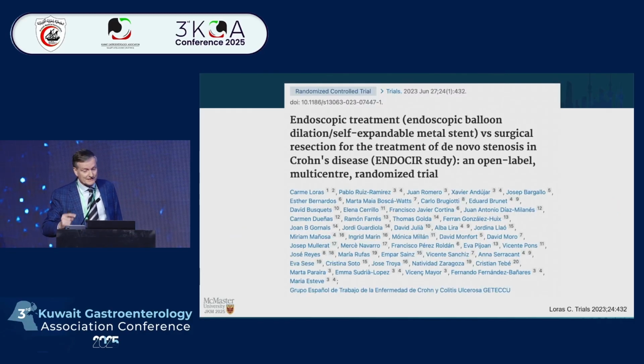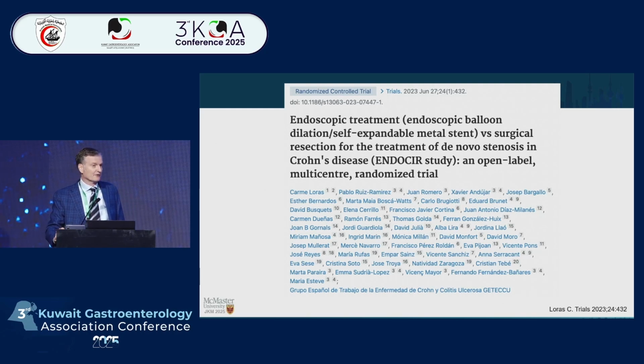You might want to keep your eyes out for this. This is another Spanish trial which is being undertaken, comparing endoscopic intervention for stricture with surgery. So patients are being randomized to either undergo resection, balloon dilation, or stent placement. This trial is underway in Spain and should be reported in the next couple of years. I would hope that there be some benefit overall to endoscopic versus primary surgical therapy.